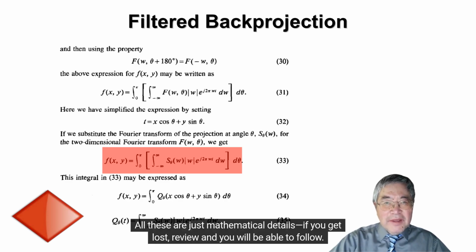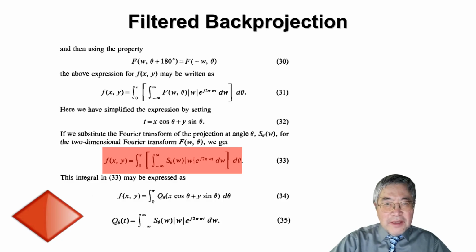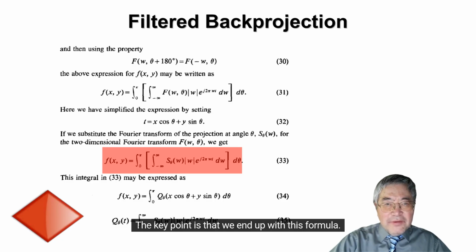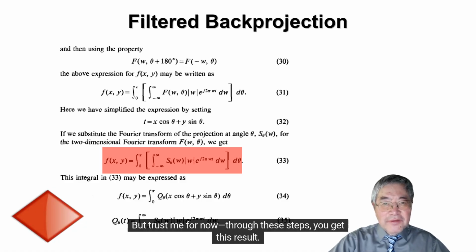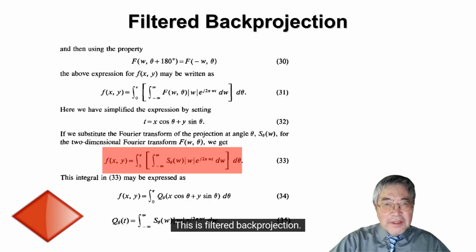All these are just mathematical details. If you get lost, review and you will be able to follow. The key point is that we end up with this formula. This formula is what we call filtered back projection. If you got lost somewhere, it is not critical. You can review. But trust me, for now, through these steps, you get this result. This is filtered back projection.